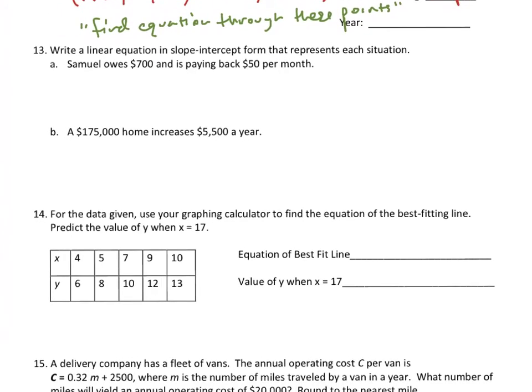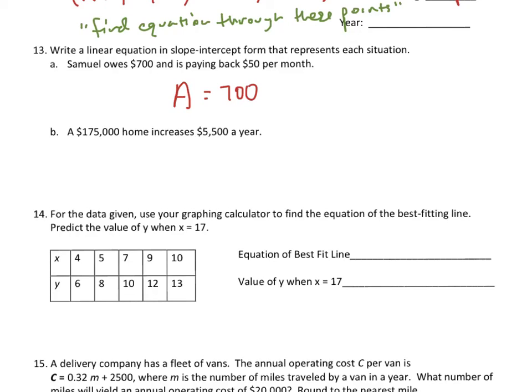The last one I'm going to help you with is 13. A lot of times these questions, although simple, give students tons of trouble. Both questions ask you to write linear equations in slope-intercept form to represent the situation. It says Samuel owes $700 and is paying back $50 a month. So I'm going to make an equation, and basically, what do you want your equation to represent? I want it to represent the amount that Sam still owes. He owes $700, and is that amount growing or falling each month? Since you're taking $50 away from the amount he owes, he's paying $50 off.